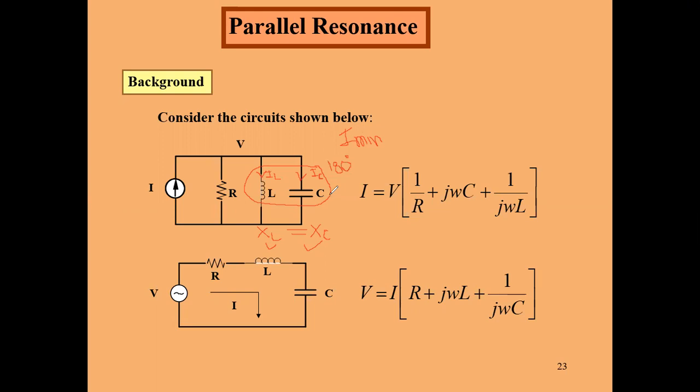Due to that, these two currents cancel out each other, one being positive and the other negative, so the total current from them is zero. So in our circuit, the current flowing through the resistance is nothing but I.